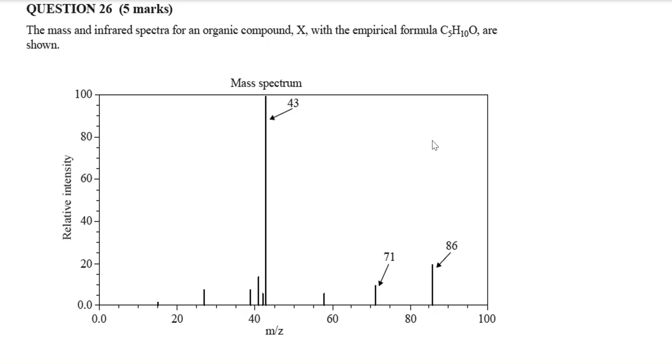Let's have a look at a question that contains mass spectroscopy and infrared spectra as well. So once again, have a look at the question. There might be some information that will help you out. So I see the empirical formula. Now, with empirical, I have to be very careful, because it could be double, so it could be C10H20O2.